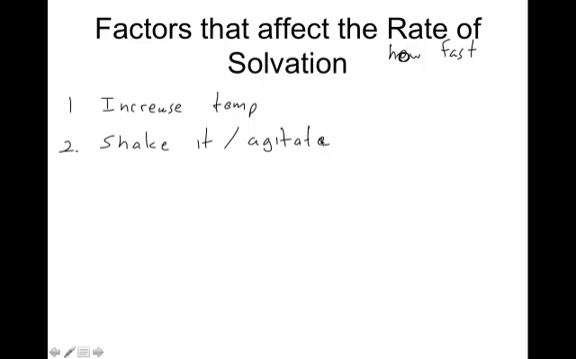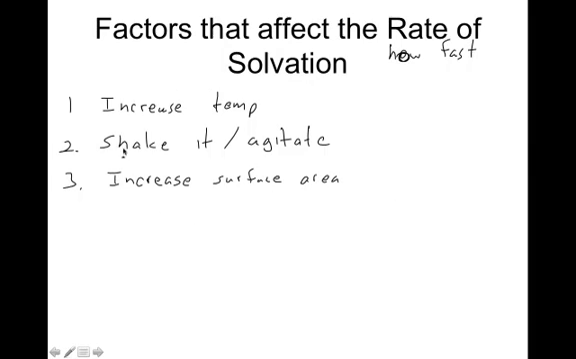One thing that we can do is increase the temperature. If we increase the temperature, something will dissolve faster. We can shake it, or what might be termed agitate it, or stir it. And lastly, we can increase the surface area or change the surface area. These are the things that will increase the rate of solvation. I'm looking at it from the point of increasing. So doing these things increases the rate of solvation. So increasing the surface area will increase the rate of solvation.